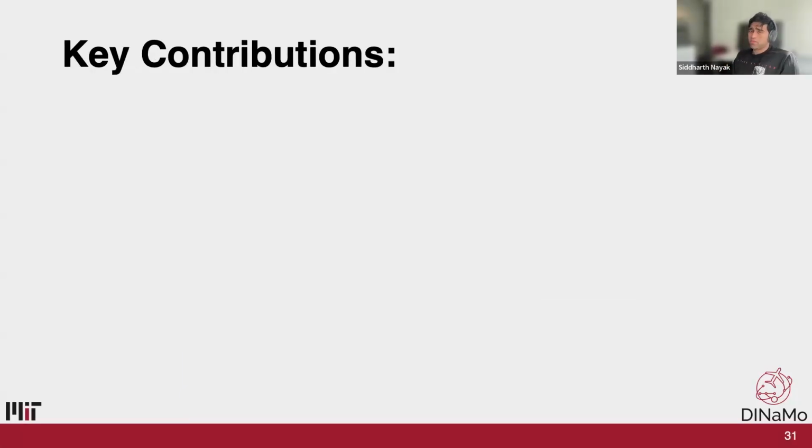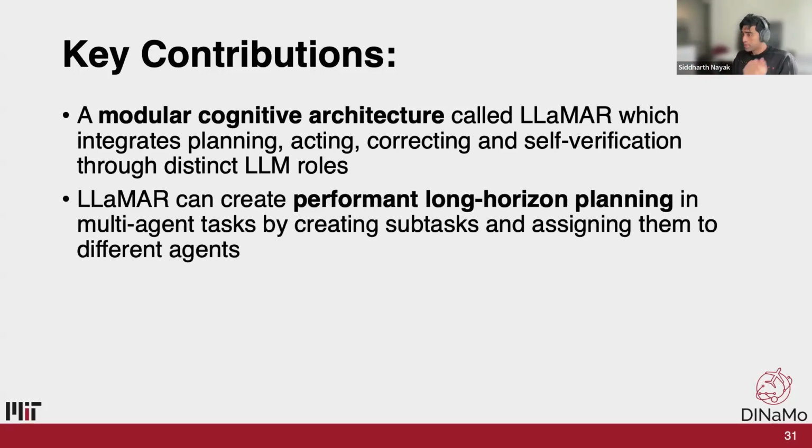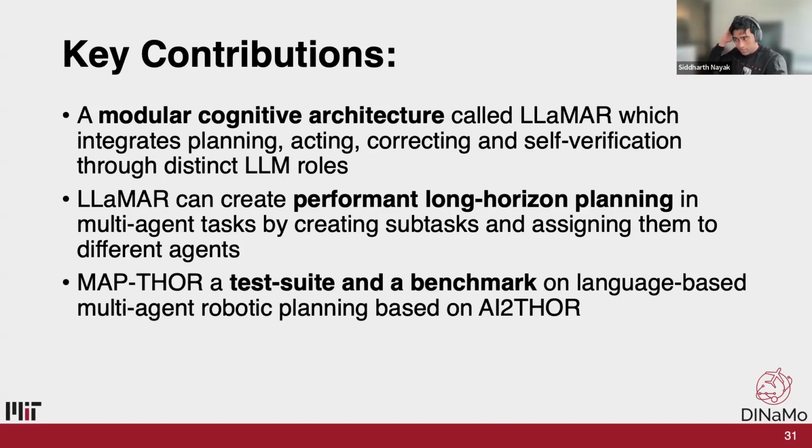So the key contributions that we have here is a modular architecture called LLaMAR, which integrates planning, acting, correcting, and self-verification through distinct language model roles. It can create long horizon plans and does well. But as I showed previously in our table, the success rate of the best performing model that we had was around 66%, which is two-thirds of the time. It's still not as great as you would ideally want for real life deployment. I feel like there's a lot of scope in making these models better with better modular architectures. We also introduced MapR, which is a test suite and a benchmark on language-based multi-agent robotic planning, which is based on AI2-THOR.